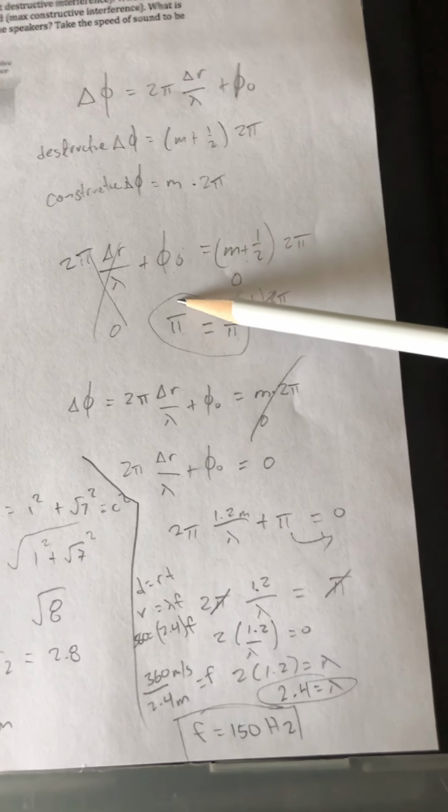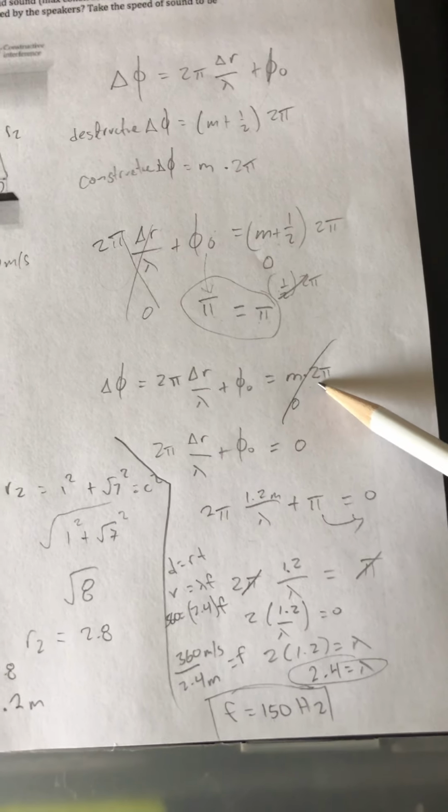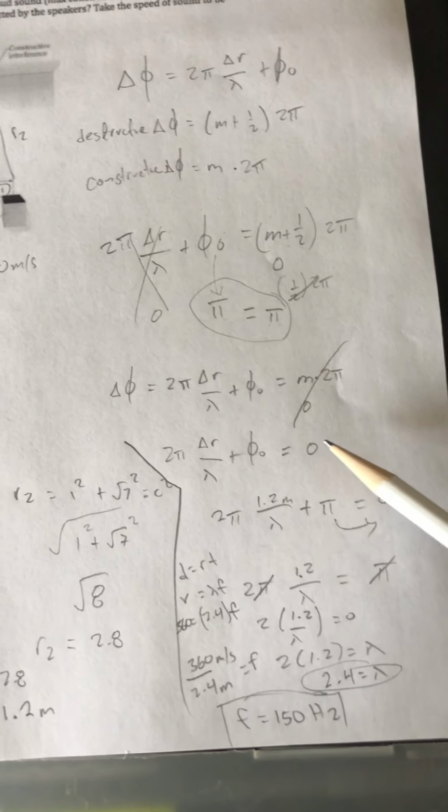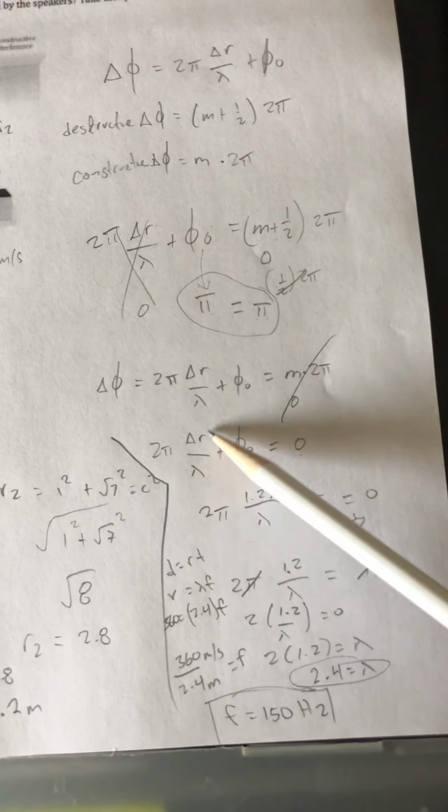We know that this is pi from right here. And then the change in r was 0 because initially the person didn't move yet. So that's 0 and it cancels out that whole thing. So we know pi equals pi. So we try to do that for constructive. You can see here m is 0 times 2 pi, that just equals 0. And then we have the rest of the equation, and we're looking for delta r before we can continue.